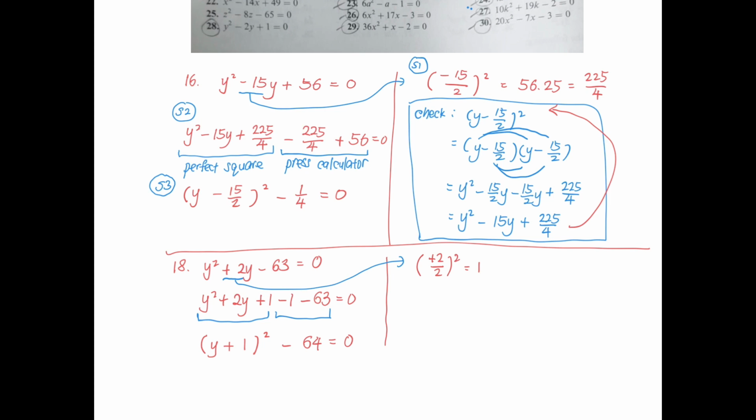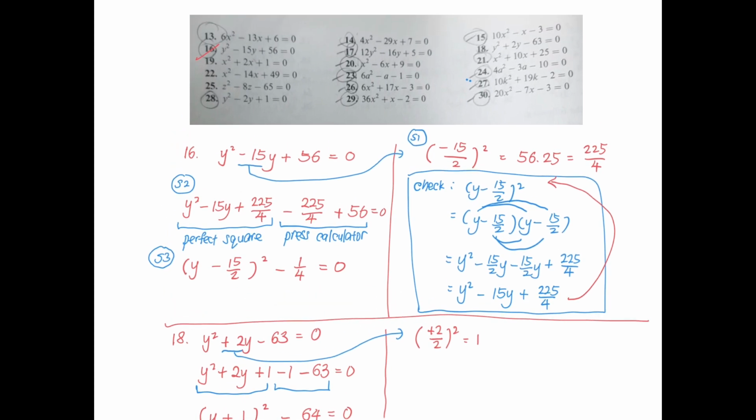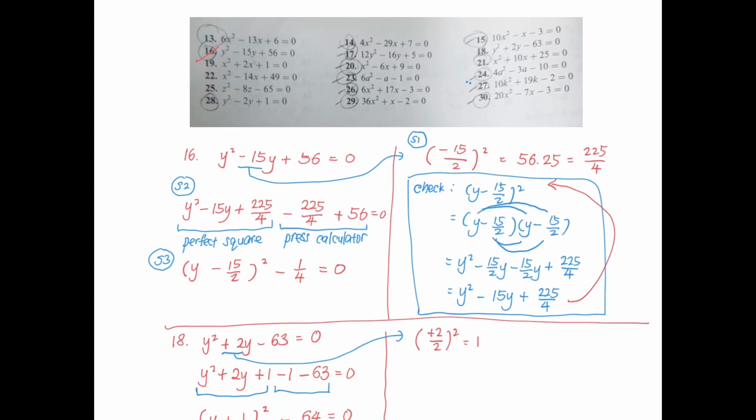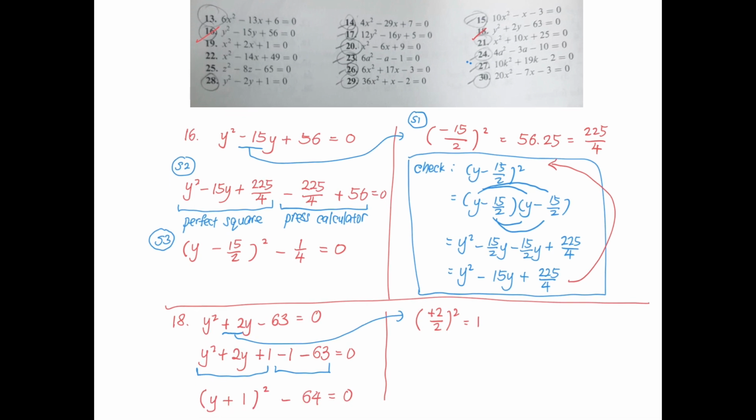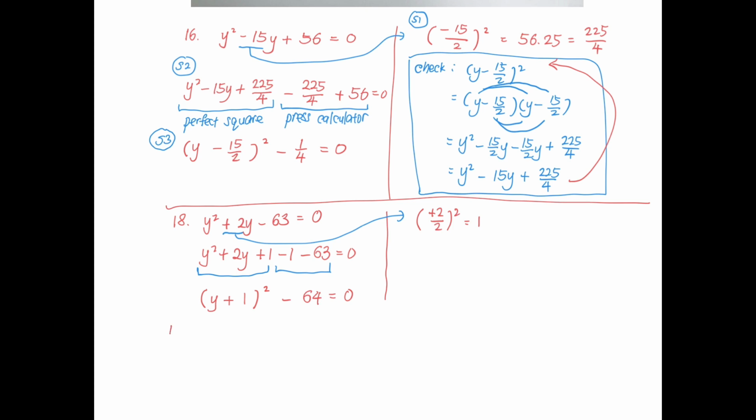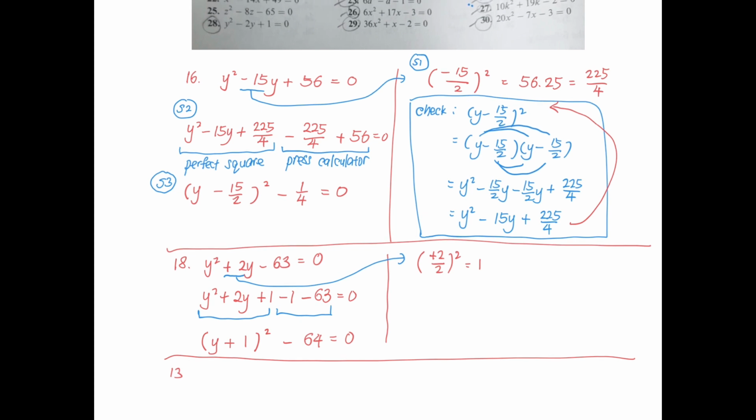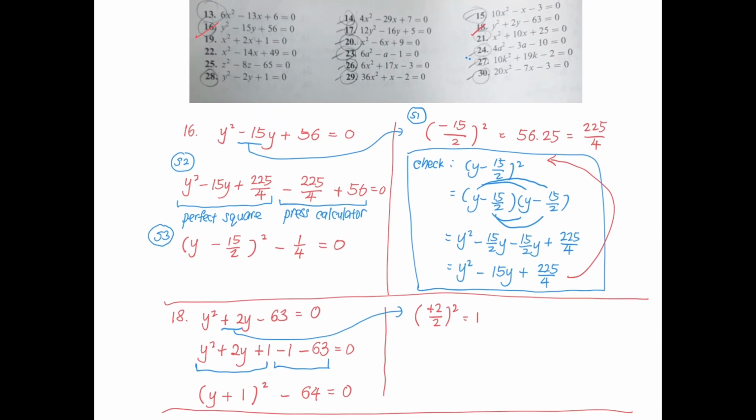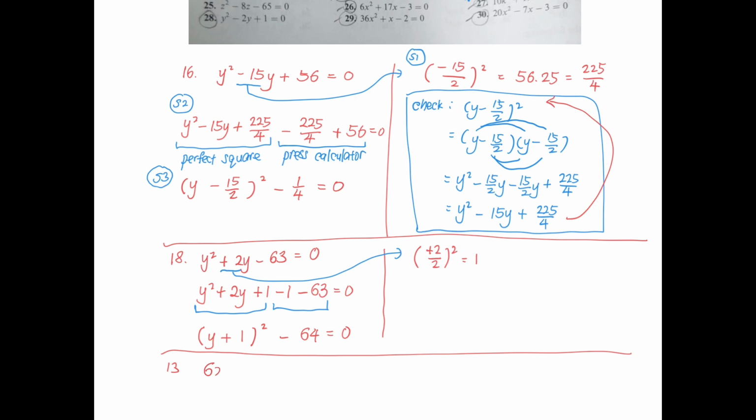Completing the square. And okay, now let's take a look at other questions. So I have done 16 and 18. Let's see how we do it for a question with a number in front, with 6, let's say. Question 13. There is a slight difference. So question 13, 6x squared minus 13x plus 6 equal to 0.